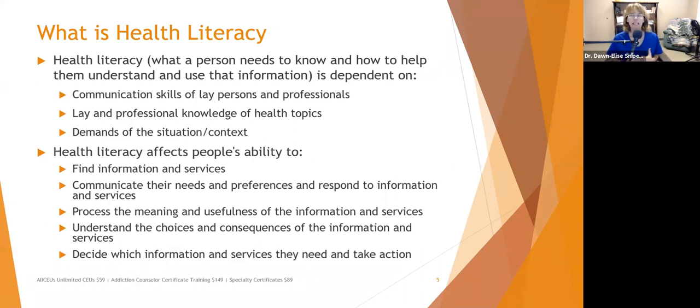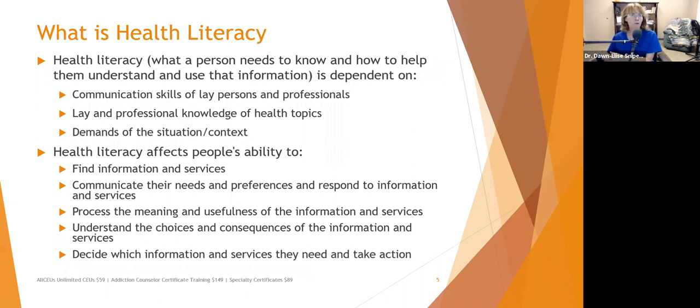So again, health literacy is what a person needs to know and how to help them understand and use that information. I can know stuff until doomsday, but if I don't know what to do with it, then it's not going to change my behavior. I can know that it's important to get enough sleep. Well, that's true. But if I don't know how to improve my sleep hygiene, as we call it, in order to get better sleep so I can get sufficient sleep, then I'm not going to be able to act on it. So we need to make sure that not only do people get information, but they get specific, actionable information that they can use as they see fit.